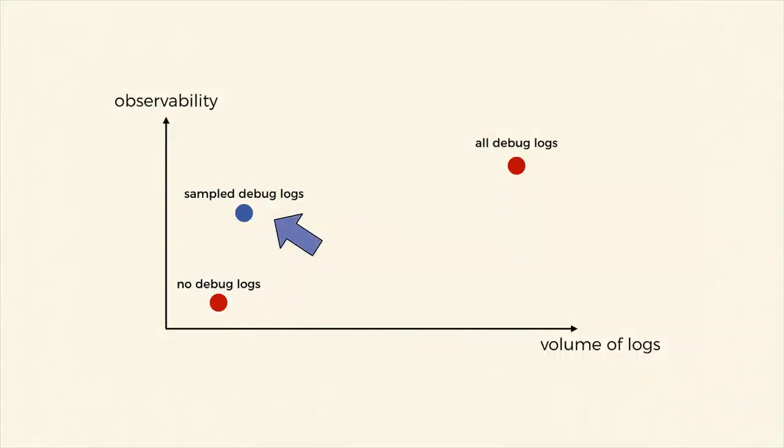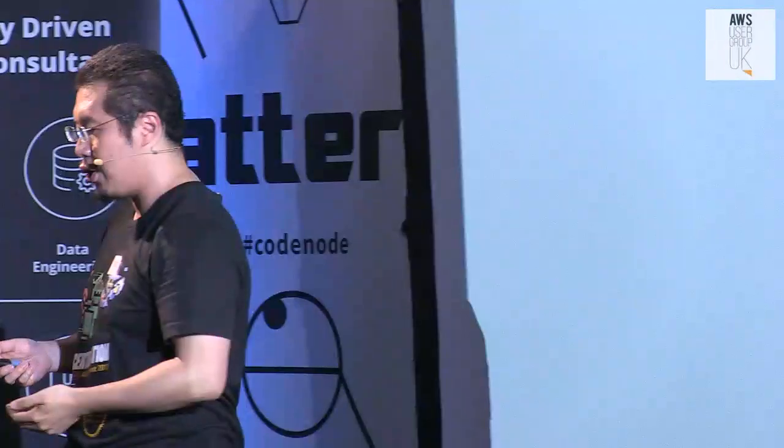But there's actually a really happy compromise between having no debug logs at all in production and having all the debug logs, costing you a lot of money, when you can just sample a small subset of the debug logs, say, for 1% of the transactions you have in your system.